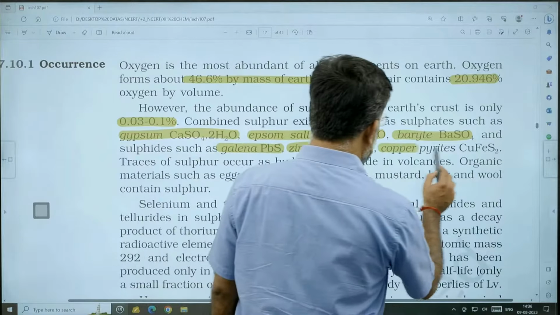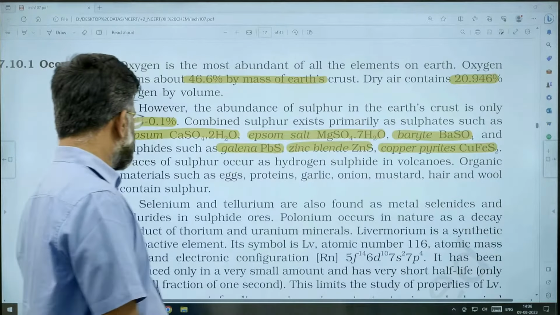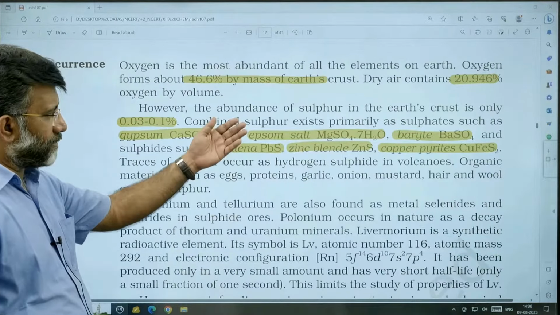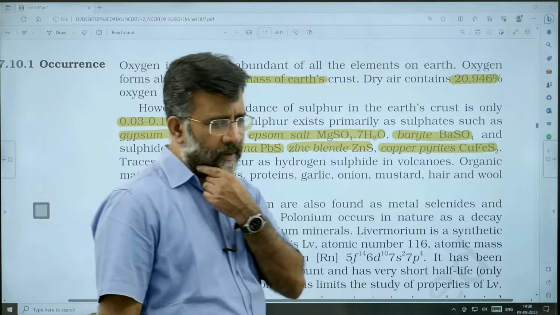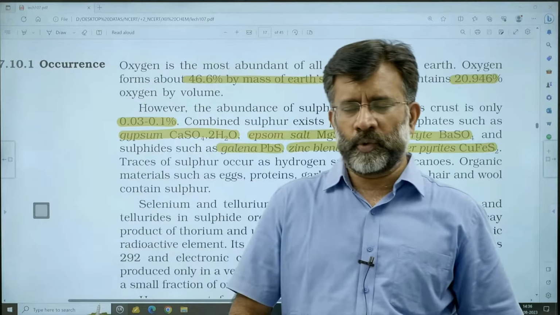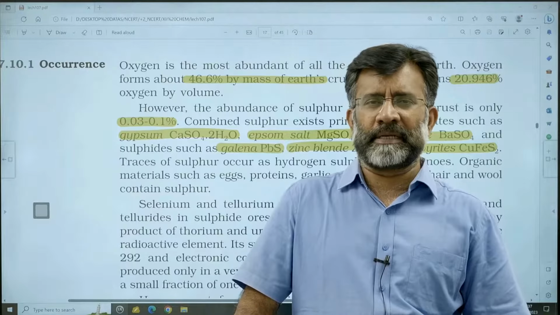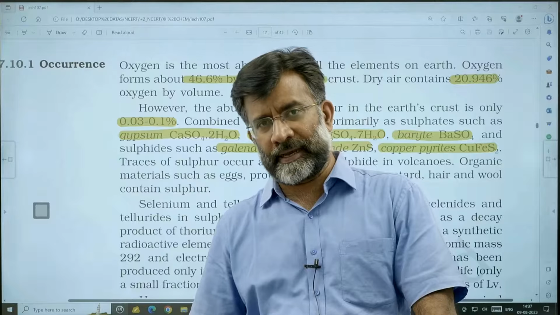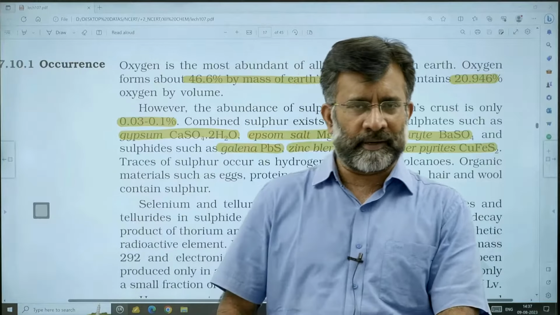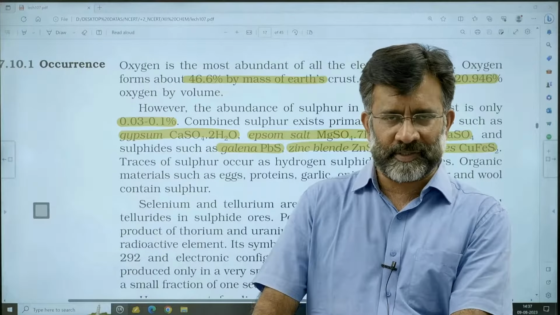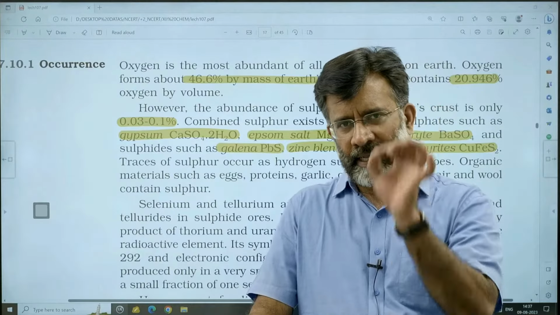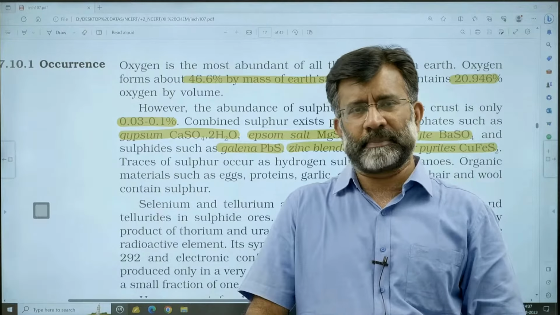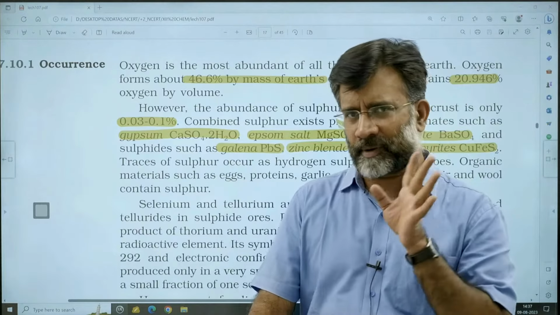Copper iron pyrites, copper pyrites. These are some names which we must remember. I don't have to tell you, you are aware of the names of the minerals and their formulas. That can essentially come as a direct or indirect question in various competitive examinations. So learning the names and formulas of various minerals and compounds is very important.